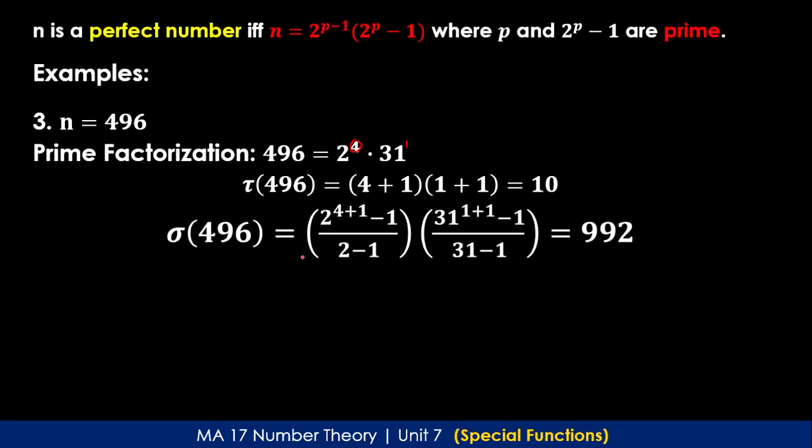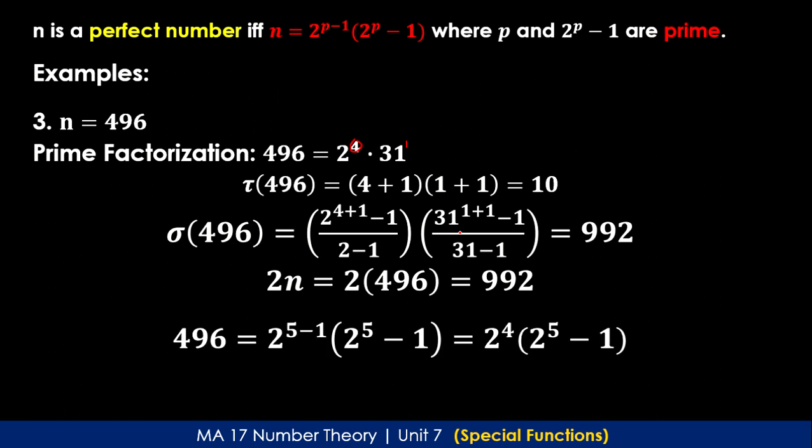For the sum of those positive divisors, again we have two prime factors. We have 2 raised to 4 plus 1 minus 1 divided by 2 minus 1, and the other prime factor, 31, so 31 raised to 1 plus 1 minus 1 divided by 31 minus 1, which gives 992. The twice of that 496 is still 992.